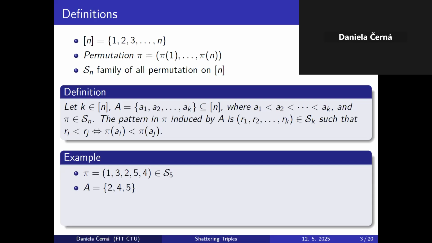So if I take the permutation of order 5, defined by this 5-tuple, and A being a triple of 2, 4, and 5, then I can write down these numbers, which will be 3, 5, and 4. It's just the second, fourth, and fifth number. And to get the pattern out of this, I just look at the position of the smallest number in here, and at this position I will write 1. Then I look at the position of the second smallest, and I write 2 at this position, etc. So the pattern will be 1, 3, and 2.